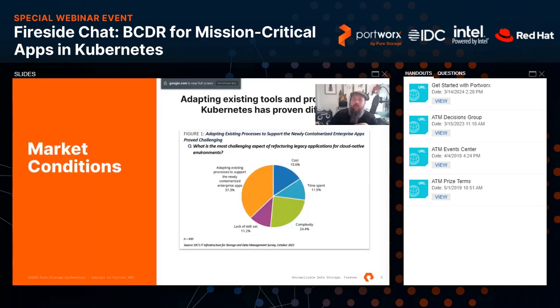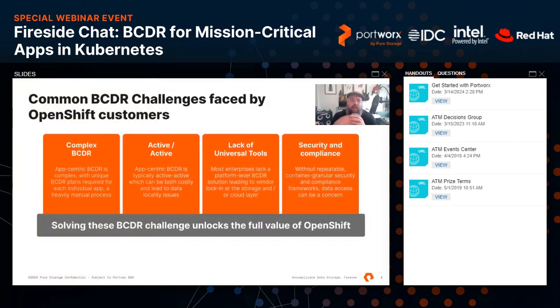We move on to our next point here. Talking a little bit about the challenges faced by OpenShift customers for BCDR. Michael, I'd love to get your thoughts on this. Yeah, well, BCDR is obviously a very important area for any business critical applications. Business continuity is essential for any enterprise grade applications.